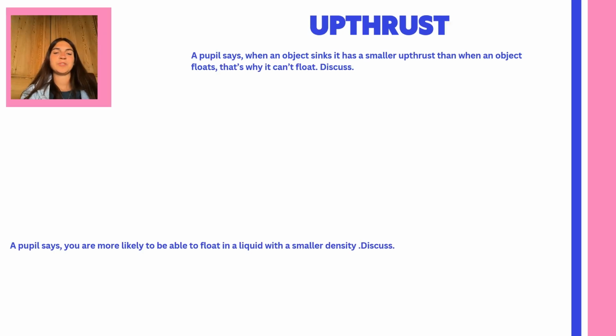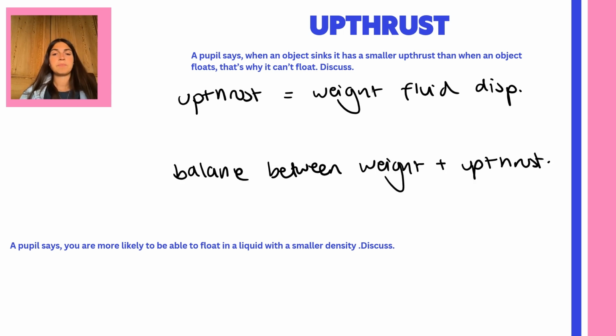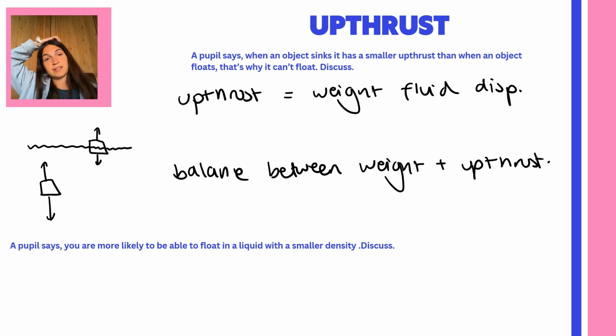A pupil says when an object sinks, it has a smaller upthrust than when an object floats. That's why it can't float. Discuss. Well, let's think about what upthrust is first. It's the weight of fluid displaced. And in order for something to float, you need a balance of the weight of the object and the upthrust. Have a look at this picture here. It's a common misconception, but it is not that things don't float because they have smaller upthrust than things that do float. Really, it's the balance between the upthrust and the weight.